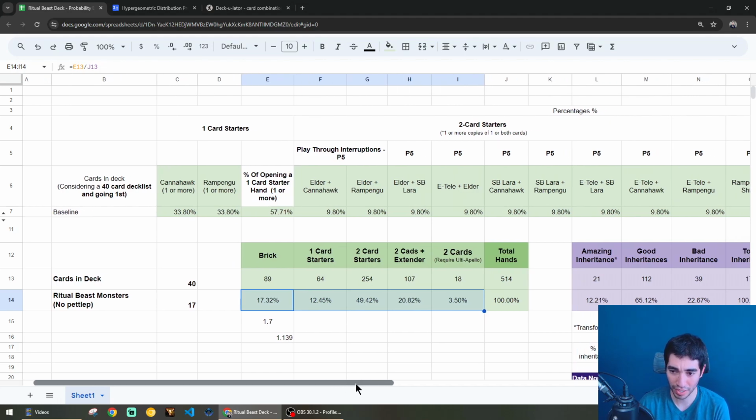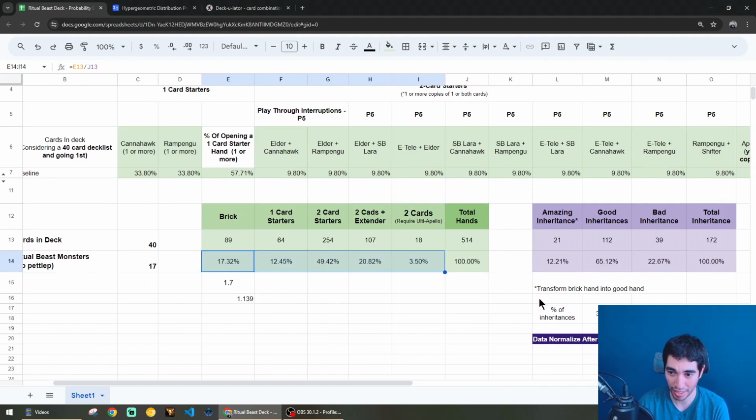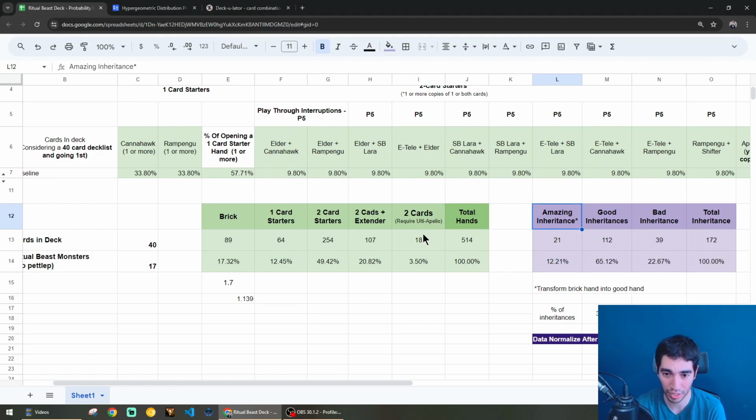You will notice here on the right I have some more numbers that are going to be relevant on Friday. So you can see I was calculating inheritance here, no? Just to give you a small preview, I'm not going to jump too deep into this, but let me cover also this one. So we have 2 card starters that require Ultimate Apelio. You notice that it's only 3.7% of the time that we have a 2 card starter that requires Ultimate Apelio. So if we do our 10 games again, you will notice that this is a very, very low percentage, no?